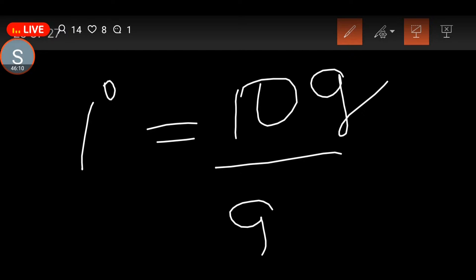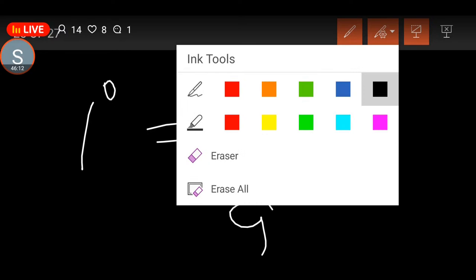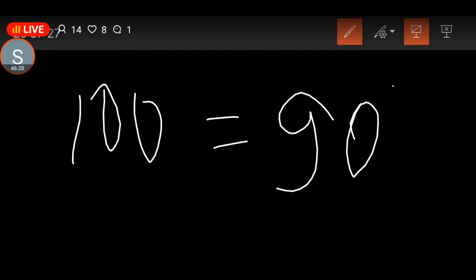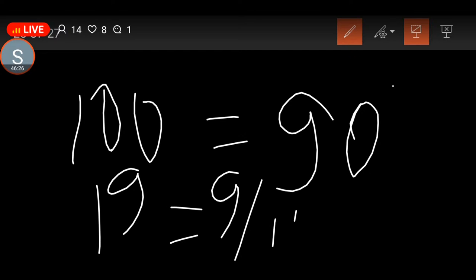And there is another formula in order to convert grades to degrees. 100 grades is equal to 90 degrees. We divide both sides by 100. 1 grade is equal to 9 by 10 degrees. Okay, this is the conversion of grades to degrees.